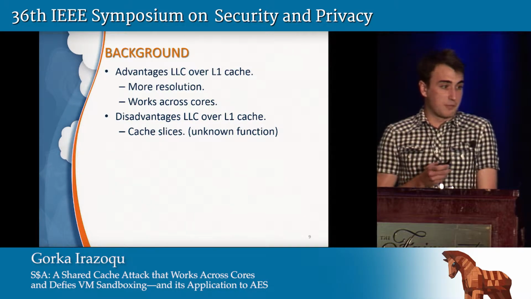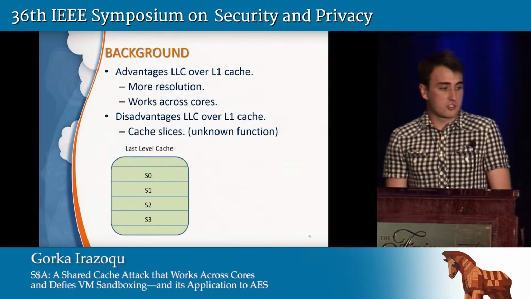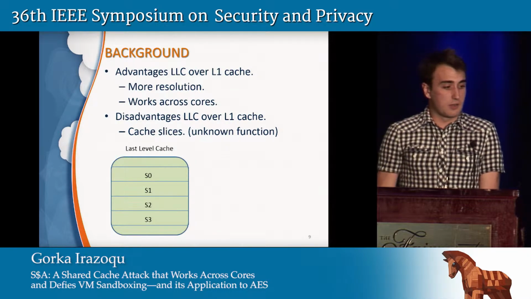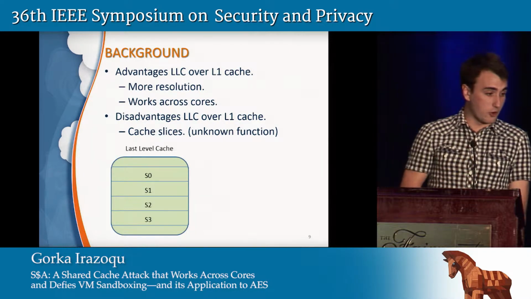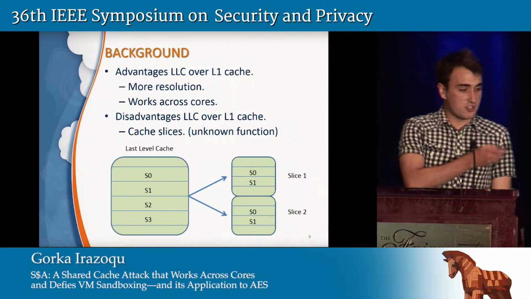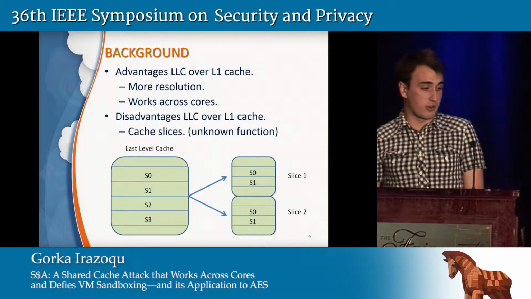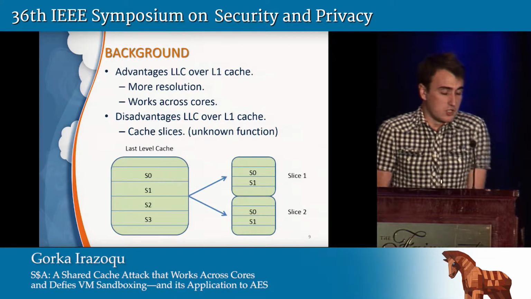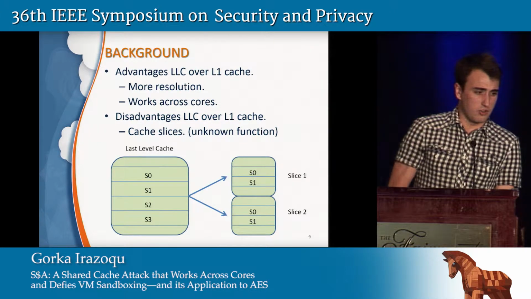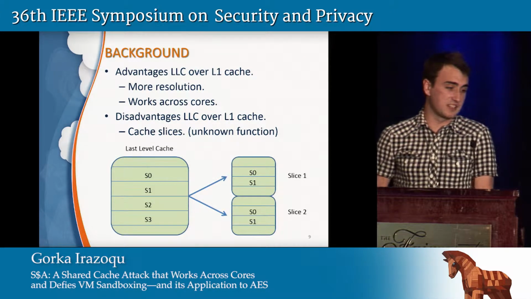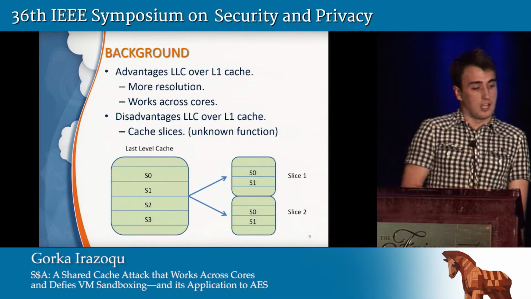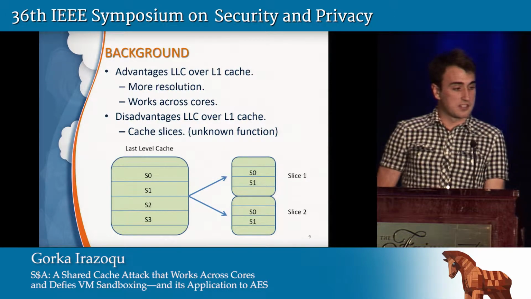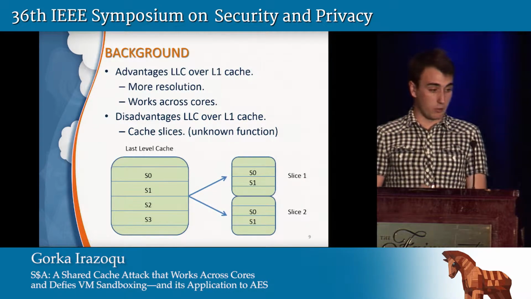The disadvantage of the last level cache is that, in Intel processors at least, it's usually divided into slices. This means that instead of having a last level cache like the one we see in the slide, where we have 4 sets, for example, it's going to be divided in 2 slices, slice 1 and slice 2. Instead of 4 sets, each slice is going to get 2 sets. So basically, the user is only going to be able to put his data into set 0 or set 1. And there is an unpublic function, not documented by Intel, that decides between both slices where the data is going to be located.